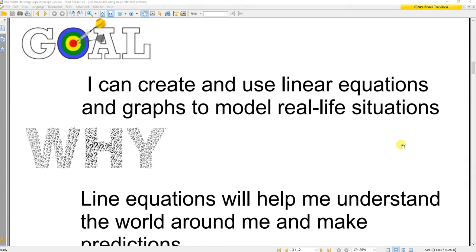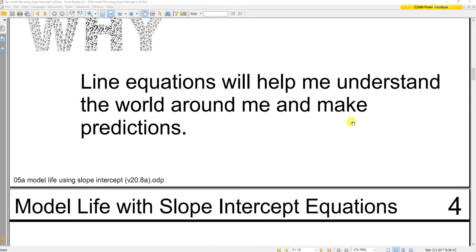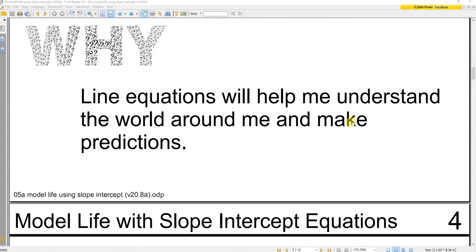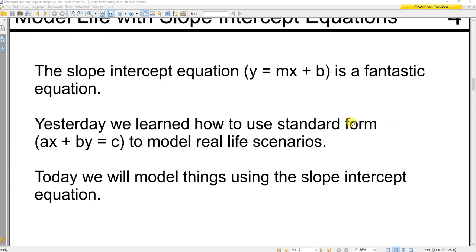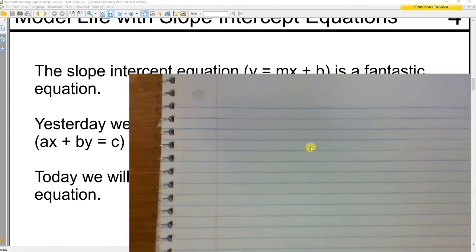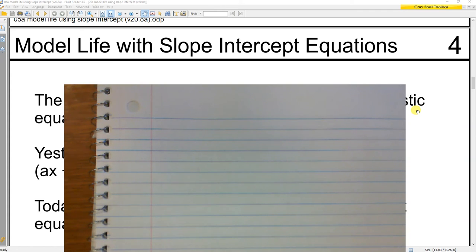I can create graphs and use linear equations and graphs to model real life situations. Linear equations will help me understand the world around me and make predictions. The slope intercept equation, y equals mx plus b, is fantastic. In the last lesson, we learned how to use standard form, ax plus by equals c, to model real life situations. But today, we're going to use the slope intercept equation. So let's get this into our notes: model life with slope-intercept equation.